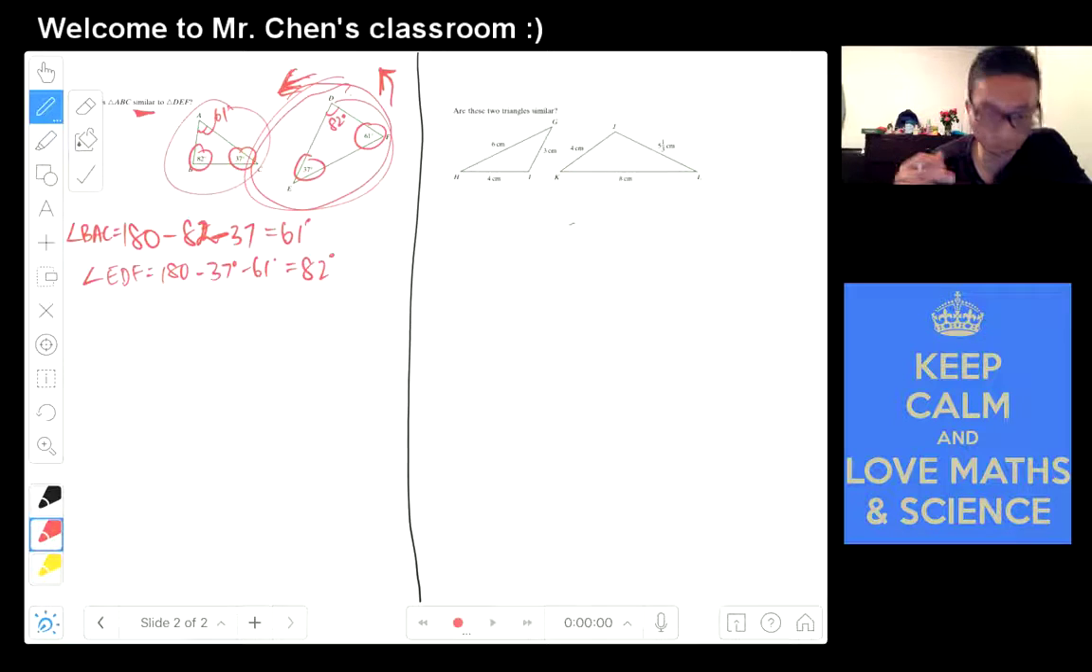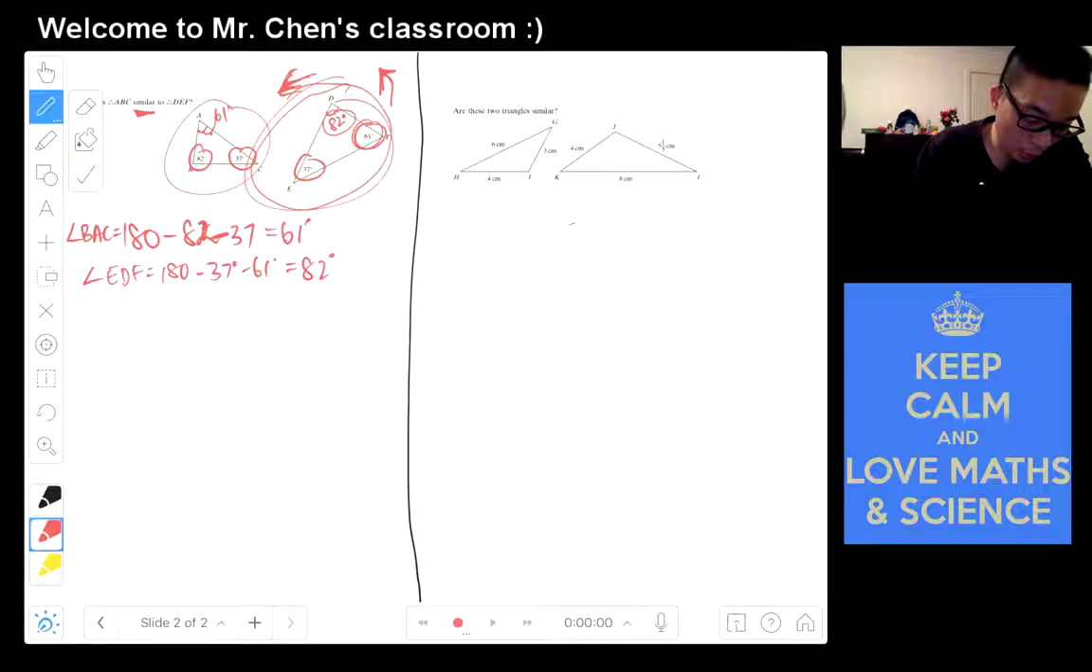And make sure that it is 61 first and then followed by 82. As you can see, 61 followed by 82. Okay, on that one as well. You make sure the angles are actually following the right order on both. Okay, they're the same.